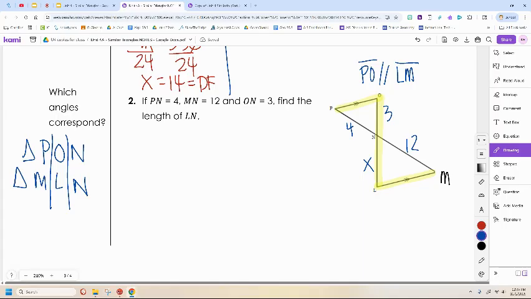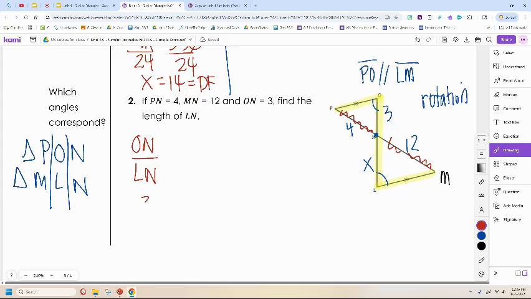So the problem with this question is not only has our triangle been dilated, but you guys see that it's been rotated around point N. So when there's rotation involved, and there's these parallel lines, now we have to be careful as to which sides correspond with which. Because guess what? It's not 4 corresponds with X. It's 4 corresponds with 12. Okay? So this guy corresponds with that guy. Which is why sometimes this is very helpful. ON corresponds with LN.